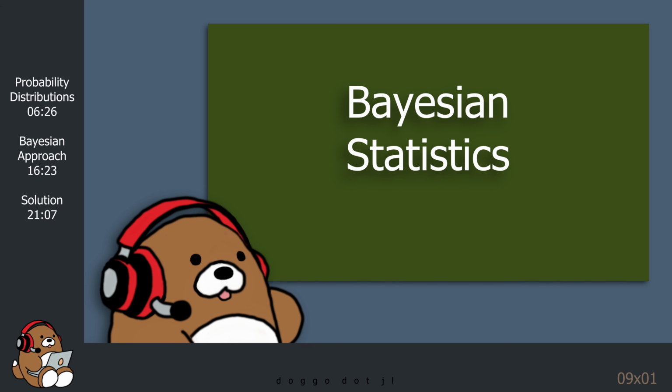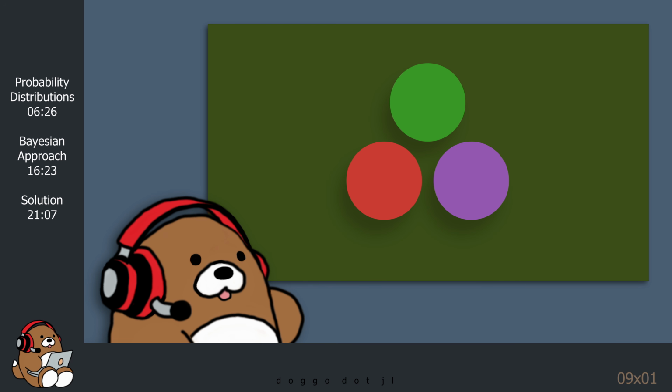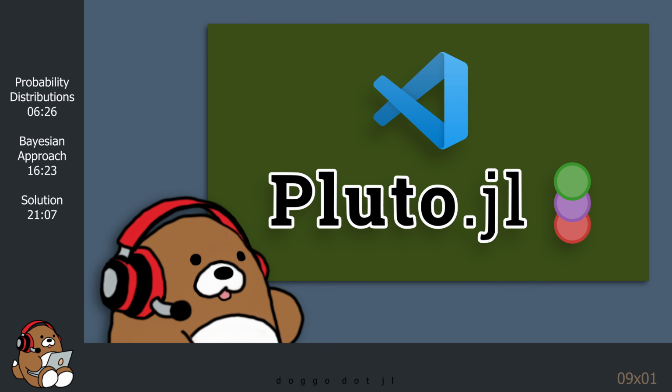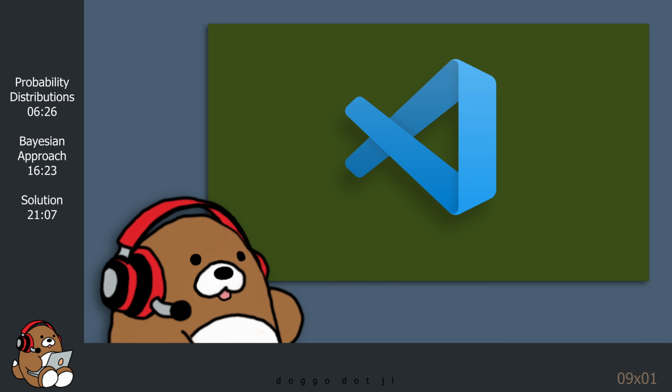For this series, I'm assuming that you do not have a background in either Bayesian statistics or probabilistic programming. But I am assuming that you know the basics of how to write code using Julia. I'm also assuming that you're comfortable using Julia in both VS Code and in Pluto notebooks. For Julia, I'm using version 1.9.0. With that said, let's jump into VS Code and get started.